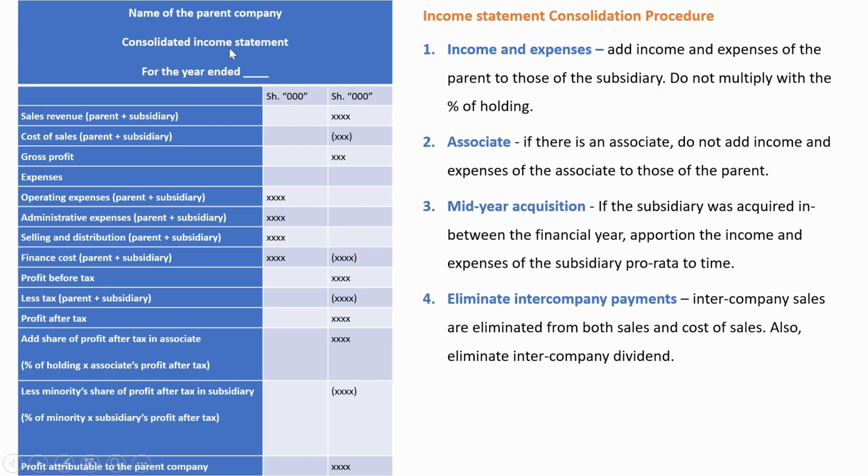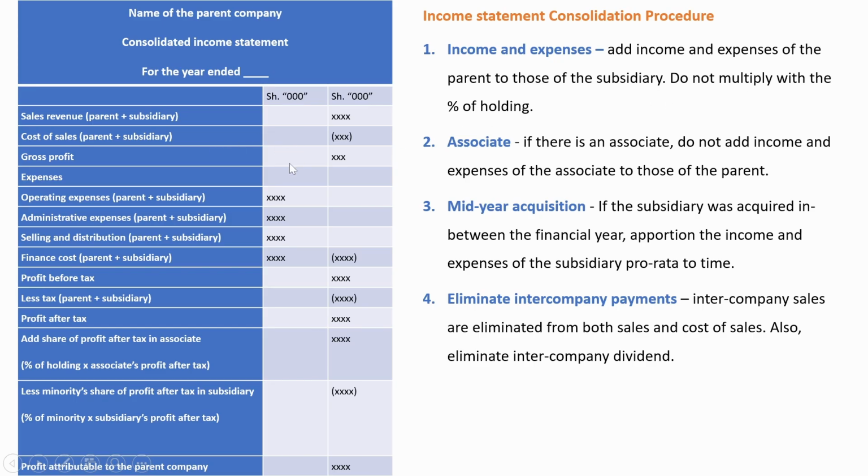But when you are preparing the consolidated income statement, where an associate is involved, you only show a share of profit from the associate. So take the percentage of holding, you multiply by associate's profit after tax. The amount you get, add it to the profit after tax. And then you're supposed to less minority's share of profit after tax in subsidiary. So remember here we said we don't multiply with the percentage of holding. That is what number 1 says. Do not multiply with the percentage of holding.